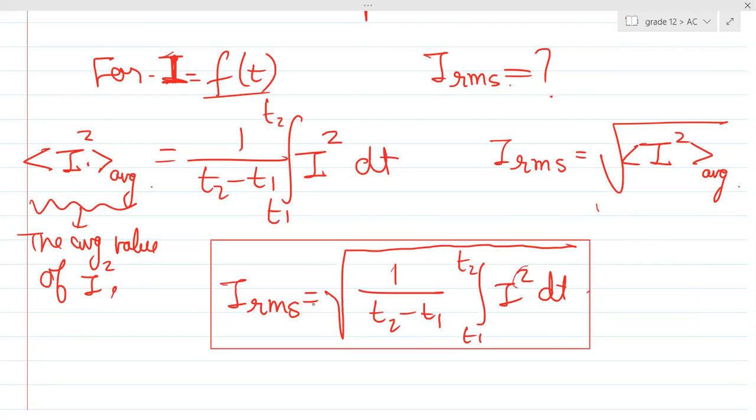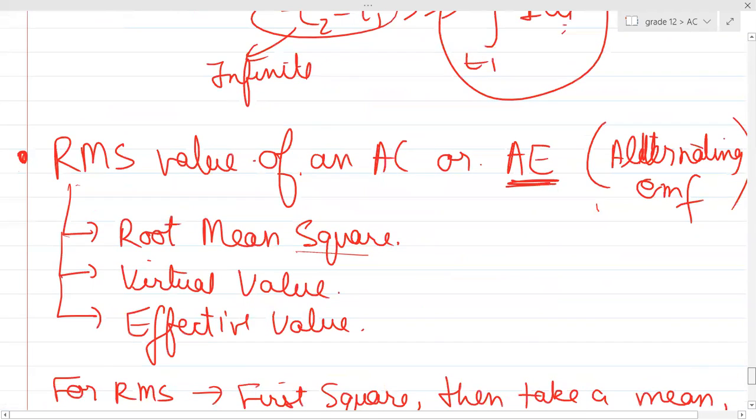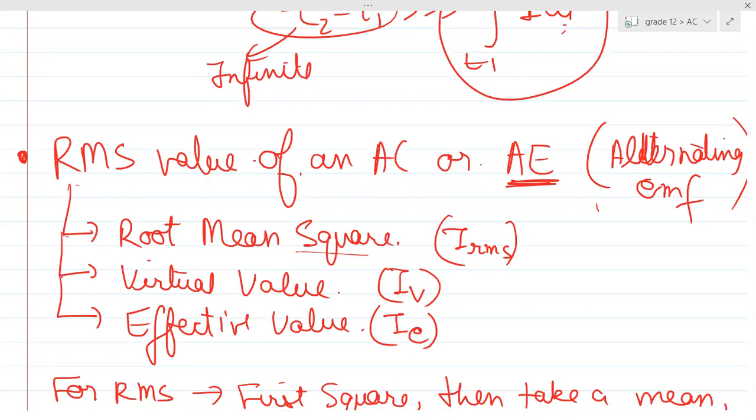This RMS current is denoted by many names. I can write it as I RMS, I can write it as I V, I can write it as I E. It's up to us whatever we want to write. We'll see how exactly we'll use this formula in the next class, and we'll see the physical significance, the graphical significance of the same thing.